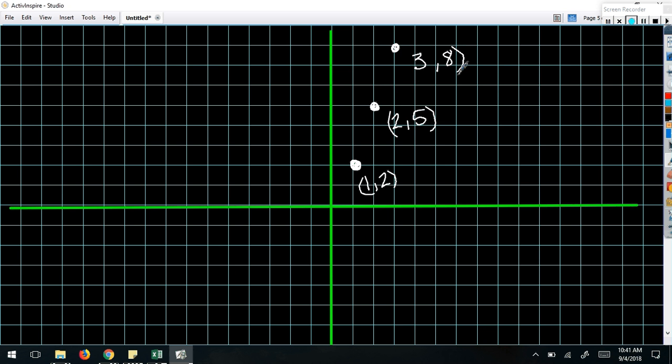3, 8. All right, so that's the first thing I asked you to do. Identify the coordinates of the points here. Now tell me, what is the domain of this function? 1, 2, 3. Good job. Domain is 1, 2, 3 because domain and x are the same thing. How about the range? 2, 5, 8. Yes? This is so easy. 2, 5, and 8.